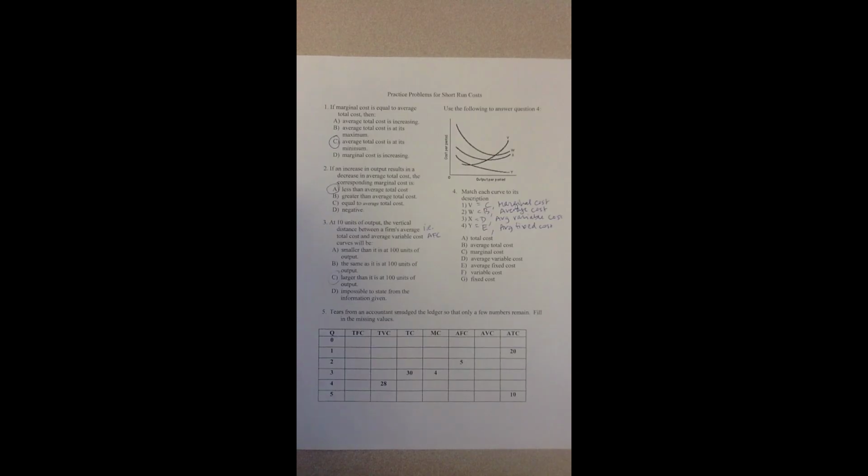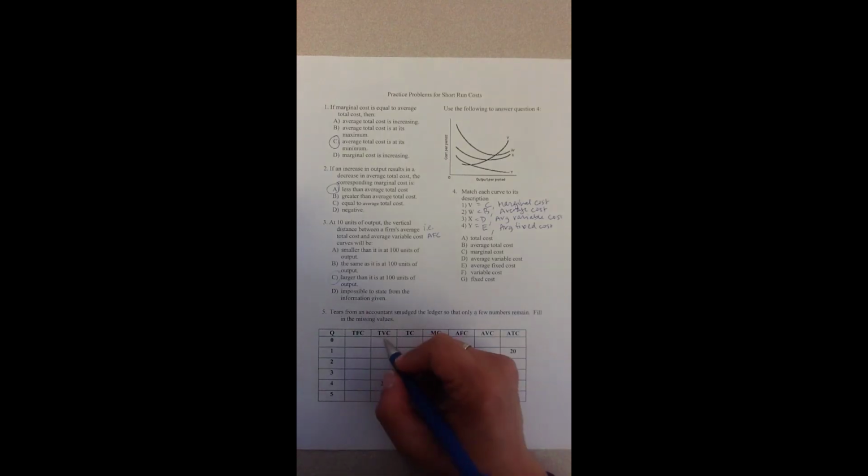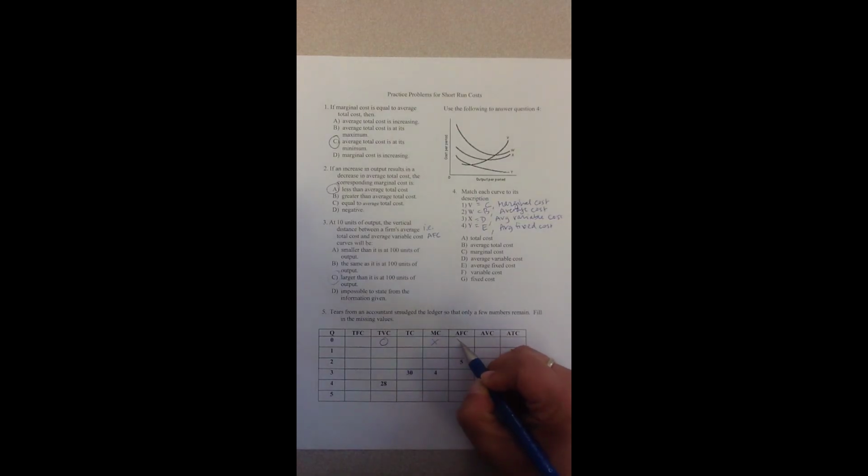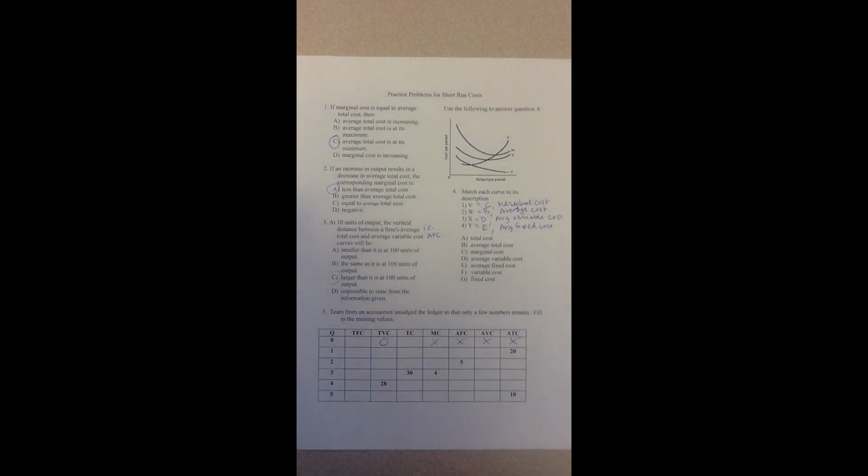So this last table, we have a lot of numbers to fill in here, and we can do all of them from what we have here. So the first thing, we can just fill this one in. We know that variable cost is 0 when output is 0. And we can also fill in these. We know that these don't really have a number. So the next thing I would do would be fixed cost.